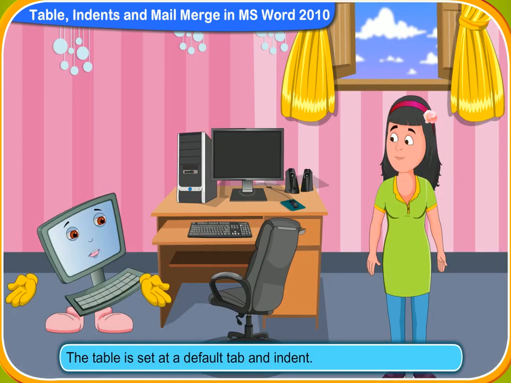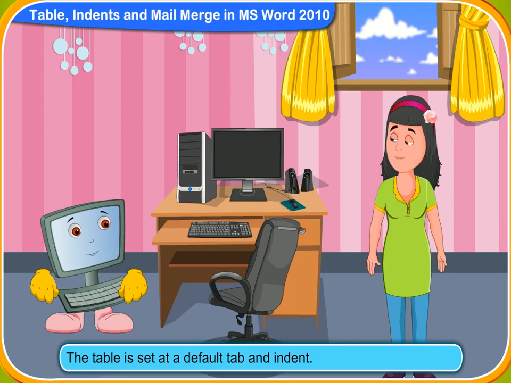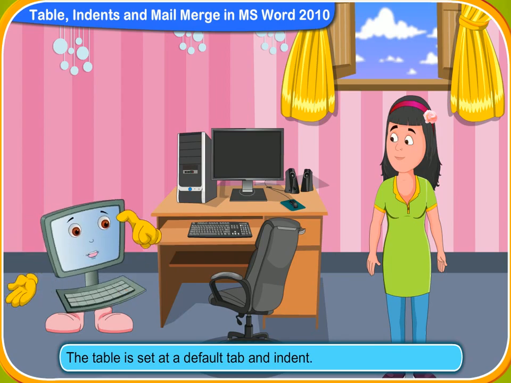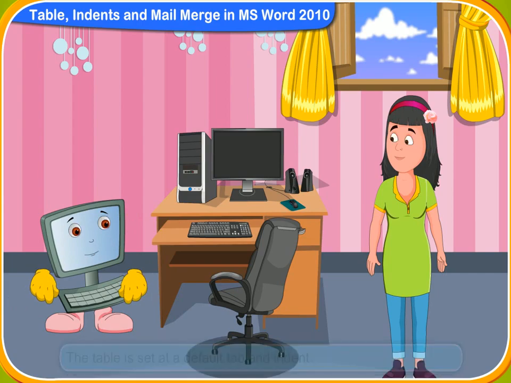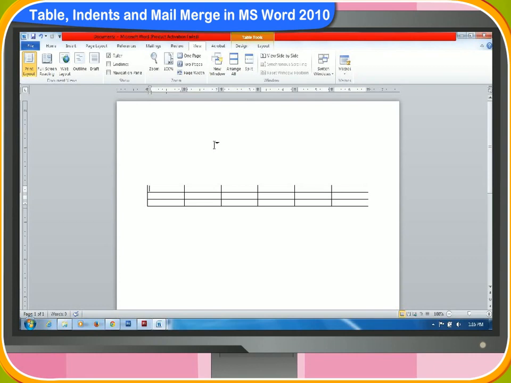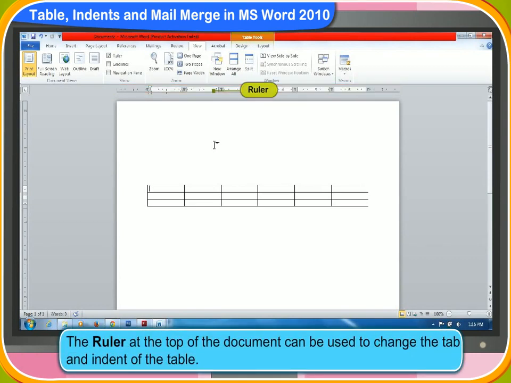The table is set at a default tab and indent. If you wish, you can change the tab and indent too. How can we do that? The ruler at the top of the document can be used to change the tab and indent of the table. Let's learn where the indents are situated in the page.